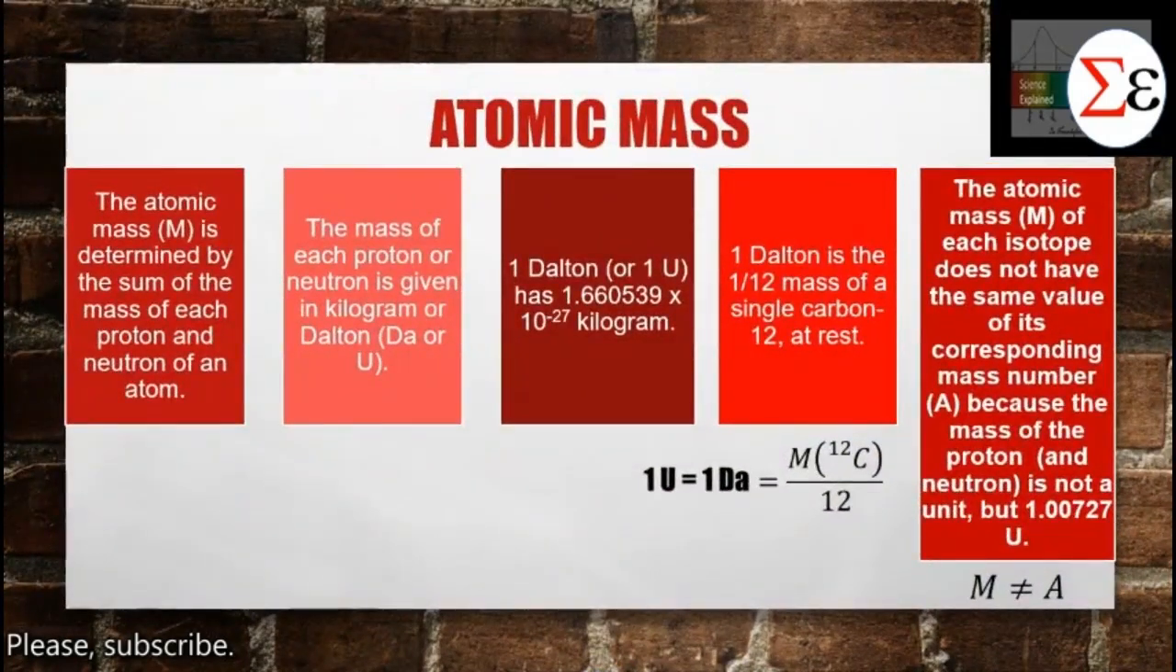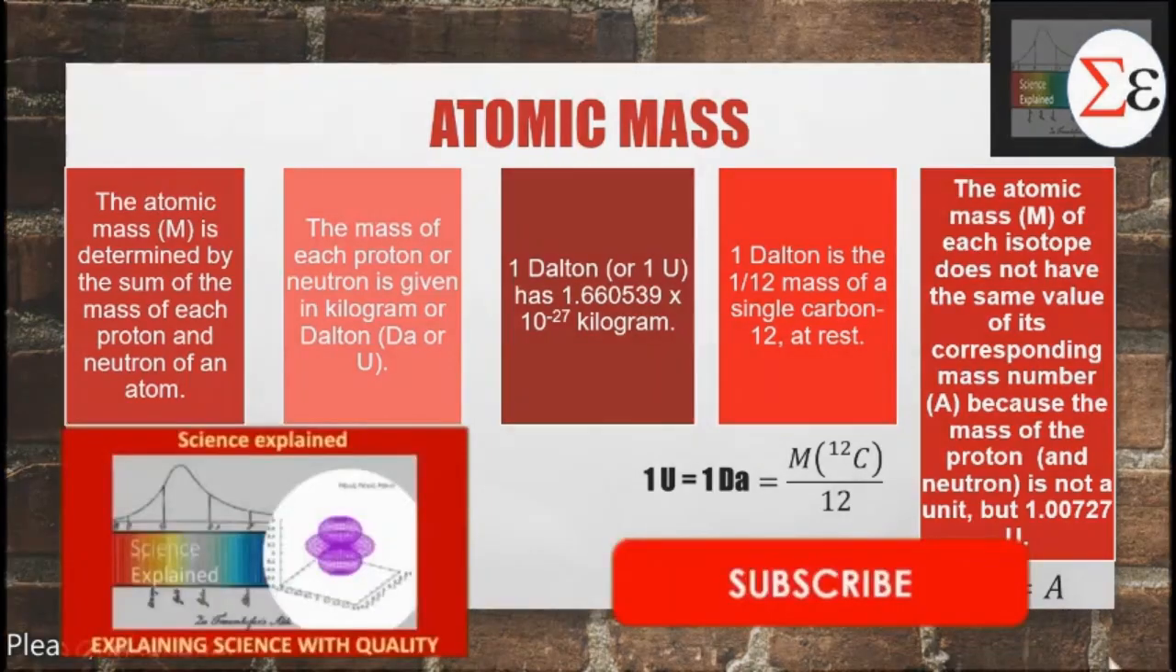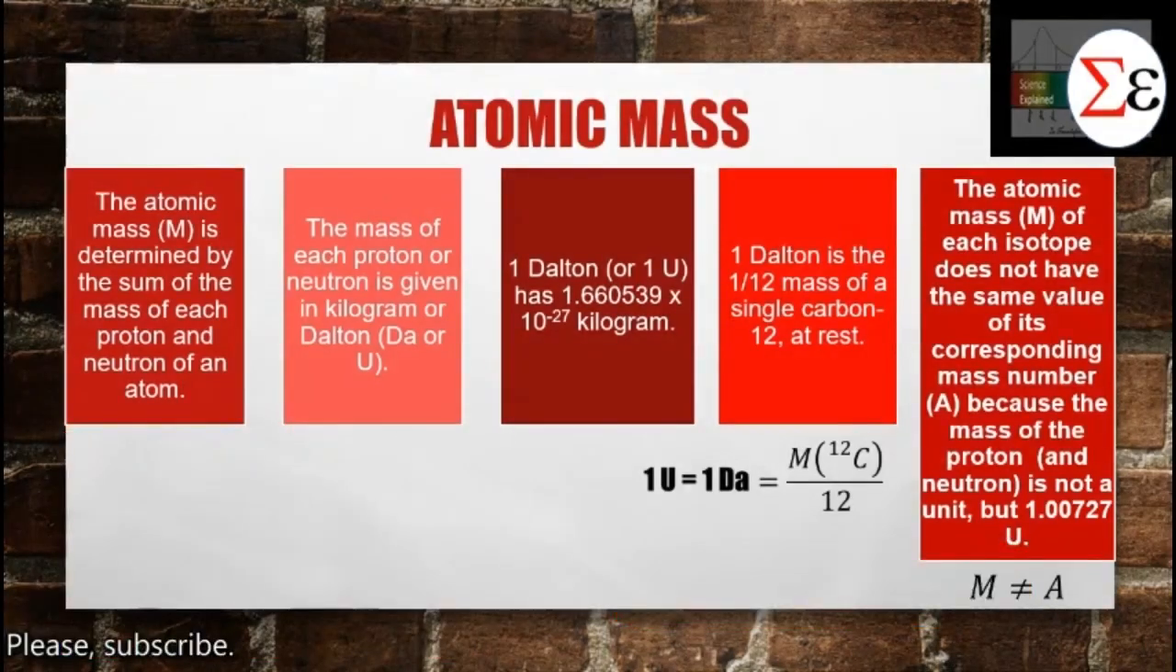Let's talk about the atomic mass. The atomic mass, M, is determined by the sum of the mass of each proton and neutron of an atom. The mass of each proton or neutron is given in kilogram or Dalton, Da or u, and 1 Dalton or 1 u is 1.660539 times 10 to the minus 27 kilogram. 1 Dalton is 1/12 the mass of a single carbon-12 atom at rest, as we can see here in this equation.